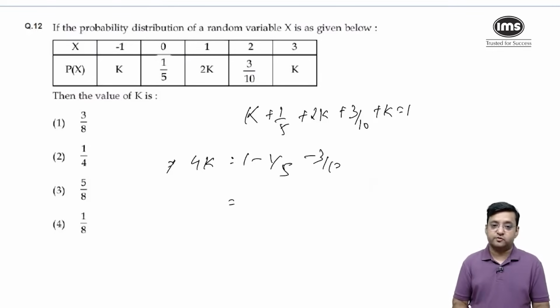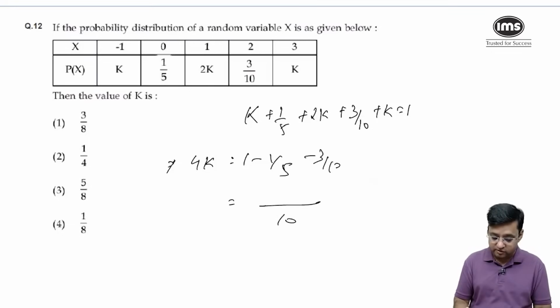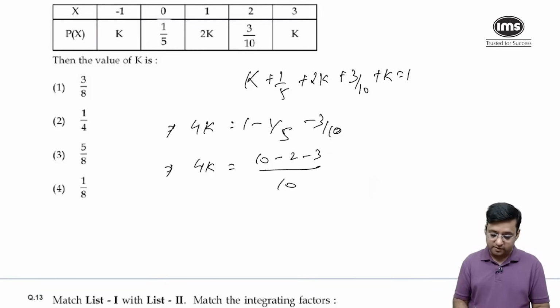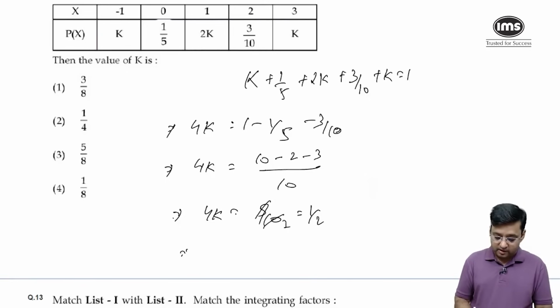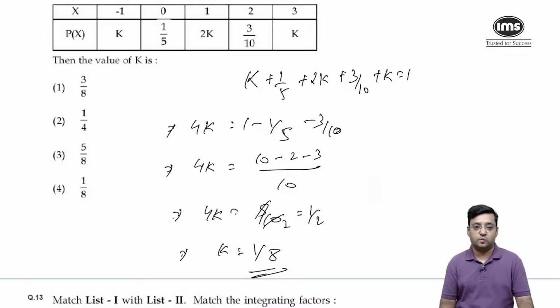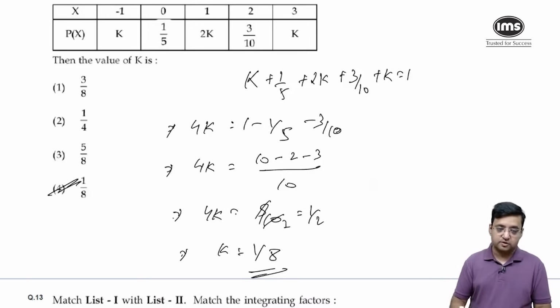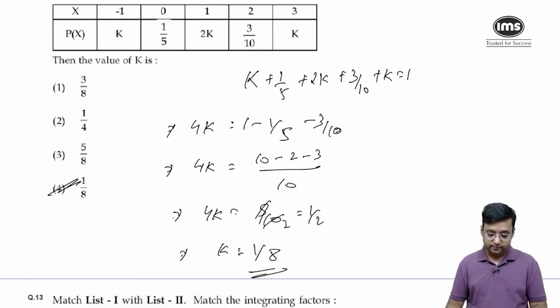How we will solve this further? By taking LCM. So this will be 10, this becomes 10 minus 2 minus 3, and this becomes 4k. Correct? So this becomes 4k equals to 5 by 10. Now 5 is going to cancel out with this. This becomes half, and k is equal to 1 by 8. So we have this in the fourth option.